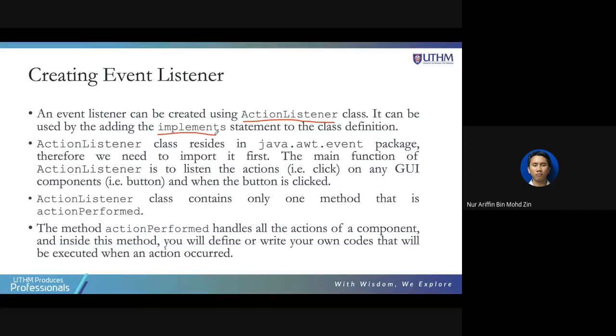Previously, you have learned about inheritance, right? When we want to inherit some class, we use the extends statement. But this time, when we want to use an event listener, we use implements. Why do we use implements, not extends? Because actually this class is not a pure class. It is called an interface. But that will not be covered in our syllabus. It is a type of class, but a little bit different.